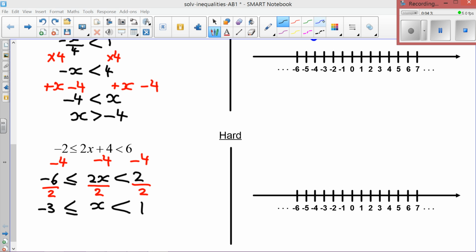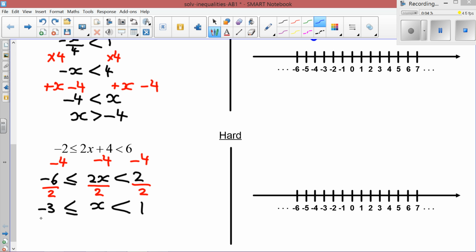To represent this solution on the number line, I start with the lower value, which is minus 3. X can be equal to minus 3, so that's a solid dot at minus 3. And x has a higher value of 1, but it cannot be equal to 1, so that's a hollow circle with a dot at the center. Now x can take on any value between minus 3 and 1, so it can take on any value following that line, starting at minus 3 and ending at 1. And that's done.